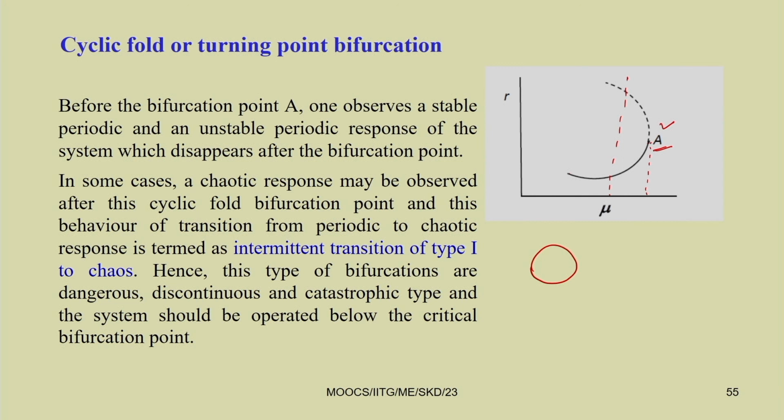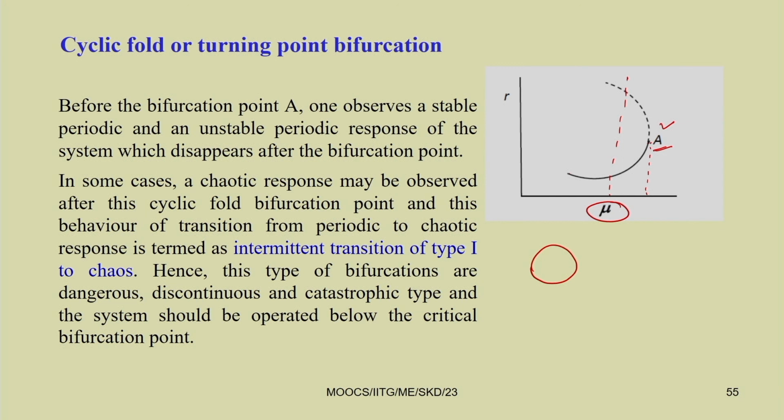In this type of solution, this is cyclic fold or turning point bifurcation. After the bifurcation, the solution disappears. So, there is no solution. If there is no solution after this bifurcation and you increase the system parameter further, then it will jump to an attractor at infinity. Sometimes it may lead to a chaotic response also.